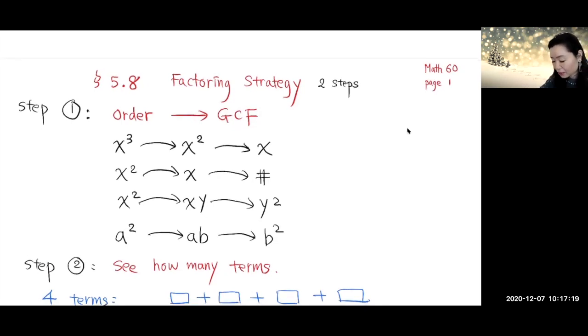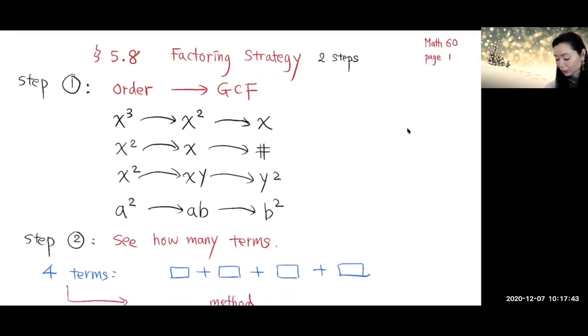Okay, so we have learned all this factoring. Today we're going to summarize all those methods. We'll put them in a two-step strategy. Factoring strategy: there are only two steps. The first step is to put the polynomial in the right order and take out the greatest common factor.